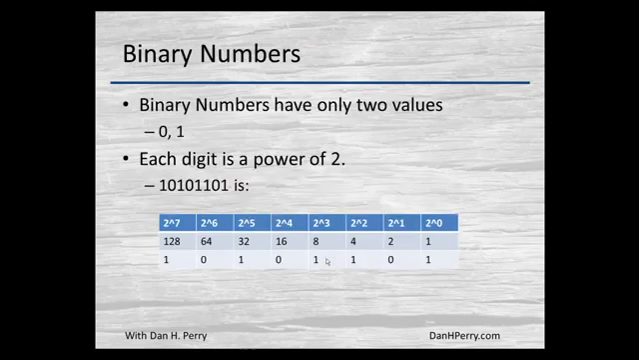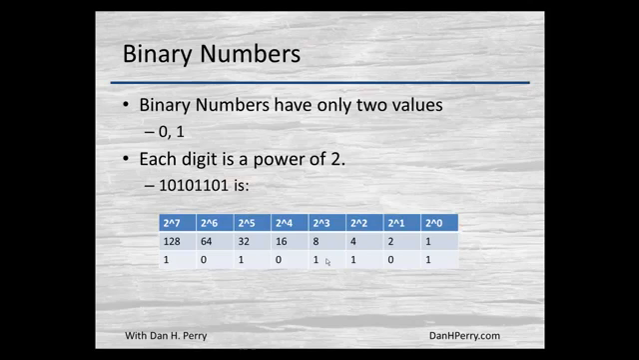Well, binary numbers, we only have two values, a 0 and a 1. Instead of 10 digits, we have 2 digits. Each digit is a power of 2, not 10. So we have, starting at the rightmost, the 2 raised to the 0 power, or the 1s column. We have then 2 to the 1st power, or the 2s column, and notice that as we move to the left, each time we add a power, the value doubles. So when we get into the leftmost position, or 2 raised to the 7th power, that gives us a 128.